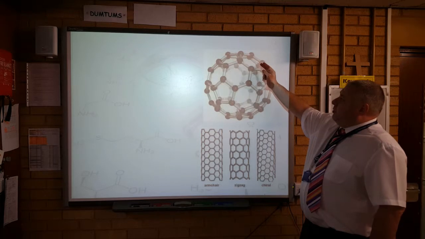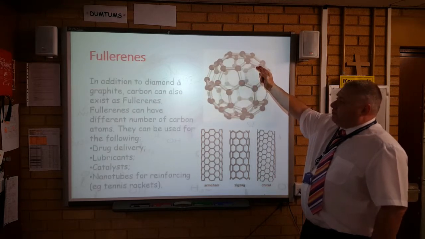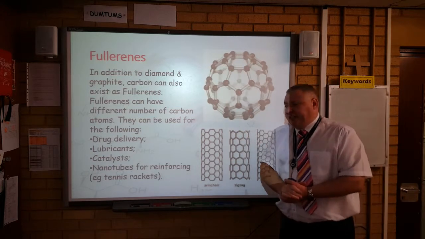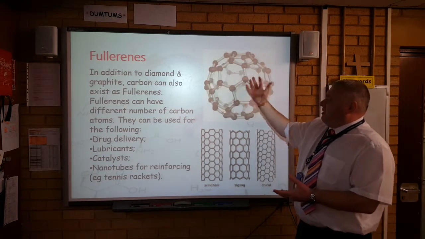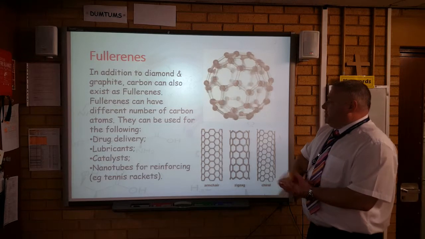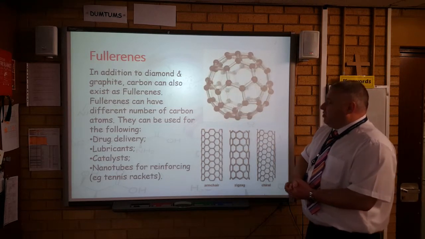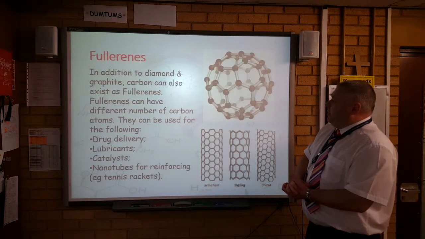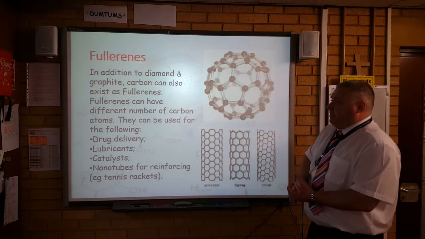If we look at the properties of fullerenes, well, fullerenes were first really discovered in the mid-1980s, and this is a famous fullerene. This is the carbon-60 structure, and it looks a bit like a football, doesn't it? And it's made up of hexagons and pentagons.